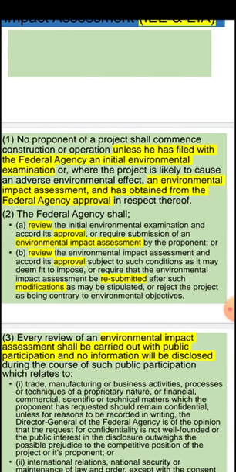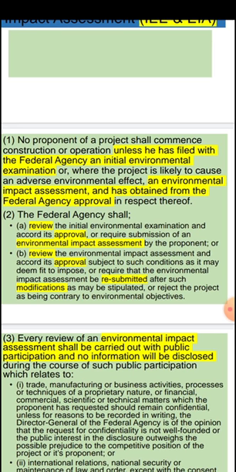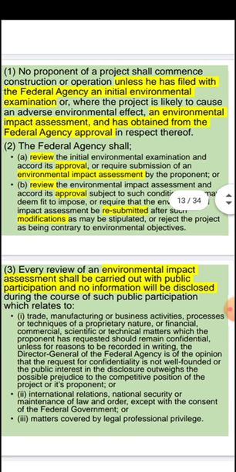No proponent of a project shall commence construction or operation unless he has filed with the federal agency an IEE, or where the project is likely to cause an adverse environmental effect, then EIA is compulsory, mandatory to be submitted, and it will be again submitted to the federal agency. And then what is the federal agency going to do? It is going to review the initial environmental examination and accord its approval or require a submission of EIA by the proponents, and then it will be reviewed and then approved, and if required it will be resubmitted after the modification as per requirement to reduce the environmental impact.